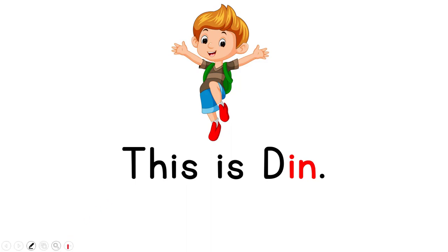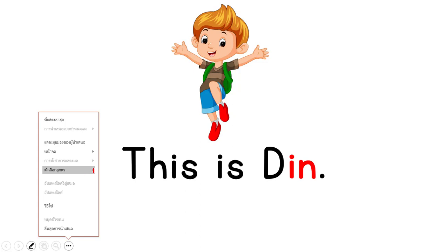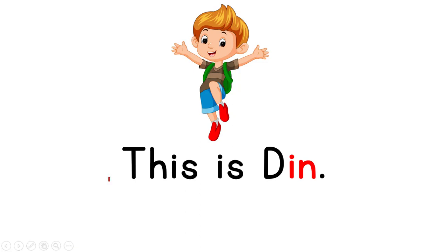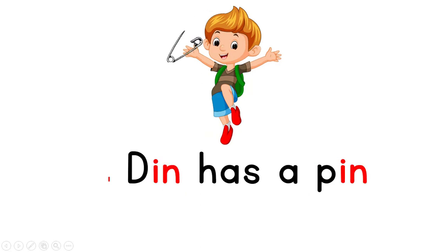Look and read together. Repeat after the teacher. Okay. All right, look at the first one. This is Din. Very good. One more time. This is Din. This boy's name is Din. Next one. Look at Din's hand. Din has a pin. One more time. Din has a pin. Very good. Okay. Next one.